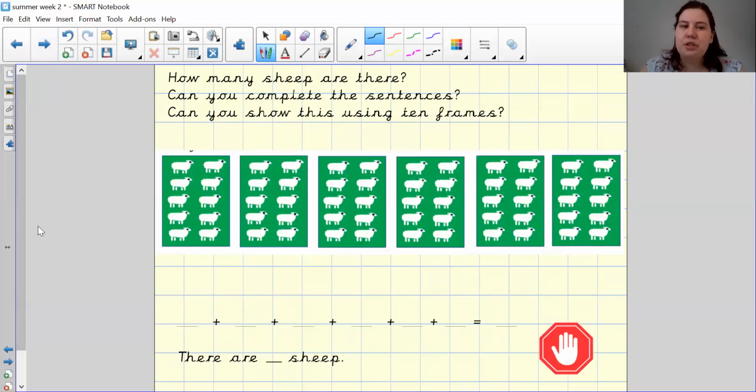And again, your next question this time is going to be, how many sheep are there? Can you show this using 10 frames? So I've done a number sentence at the bottom for you that you will need to fill in. I would also like you to make a 10 frame if you can, and you can do that using a ruler or something straight in your home to draw out your 10 frame.